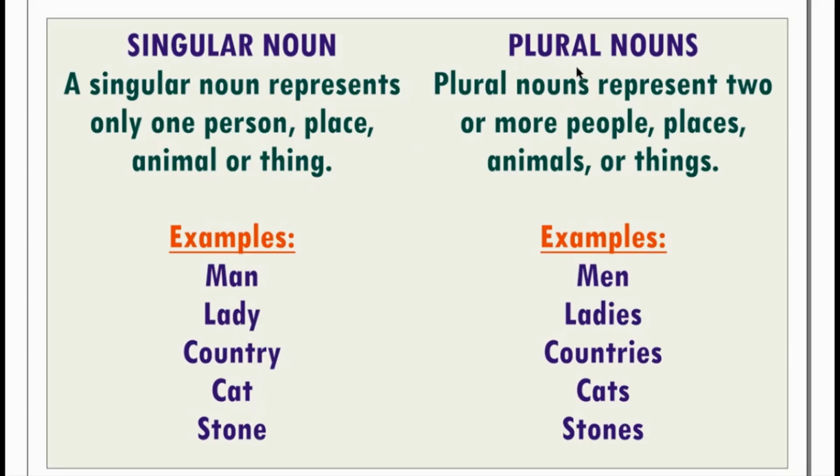Now let's come to the other side. Plural nouns. Plural nouns represent two or more people, places, animals, or things. So when we say plural, then we are counting from two and above. So for example, we have men, ladies, countries, cats, stones. Each of these are more than one. If you say men, it means it is more than a man. Maybe two men, or three, or four, or five, or six men. Ladies, countries, cats, each of them are more than one.